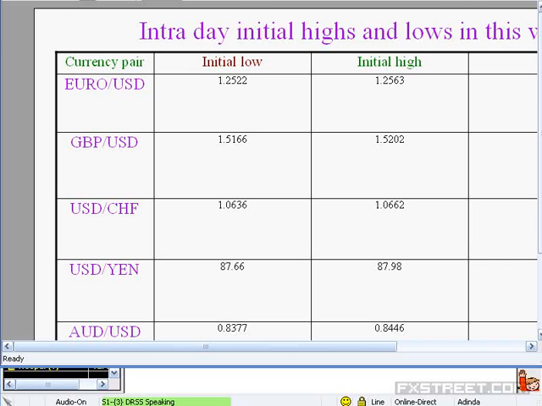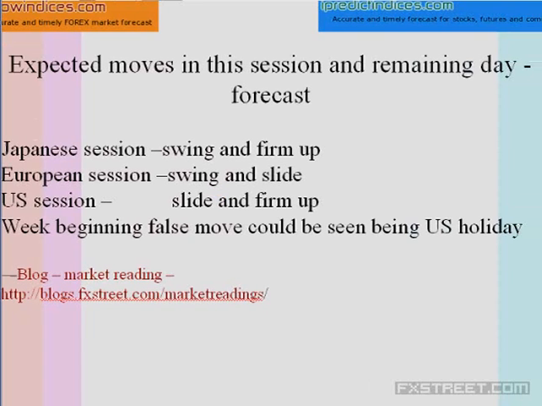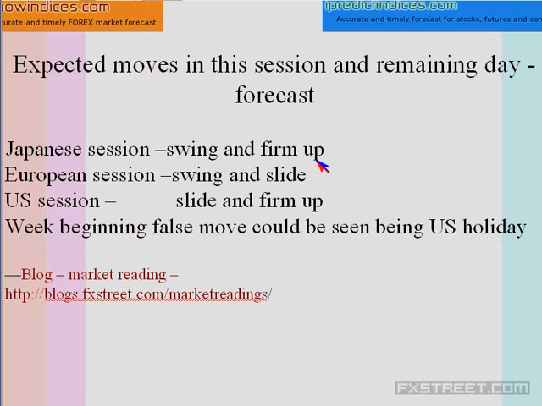So expected market moves for today, swing and firm up moves. Small gains could be seen in euro and GBP towards the close of the Japanese session, and then swing and slide during the European session. Slide quickly during the US session, even though it is a holiday, and then slow firming up could be seen. And tomorrow they are expected to open higher, about 40-50 pips higher during the Japanese session, and then probably gain some levels and make a little bit of volatile move during the early European session, and then slide. During tomorrow's US session, they are expected to make an upward stop.